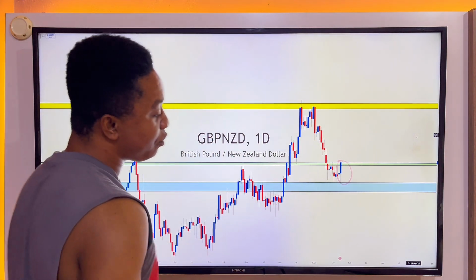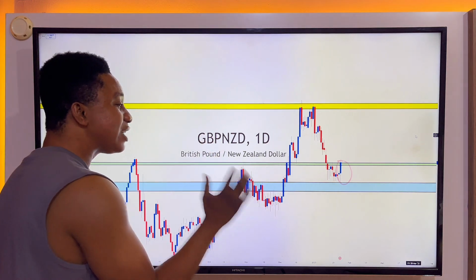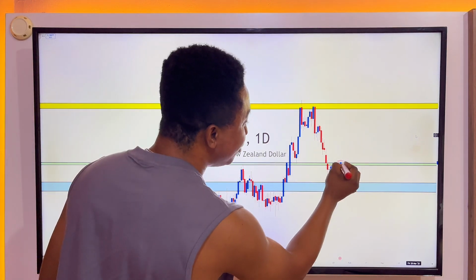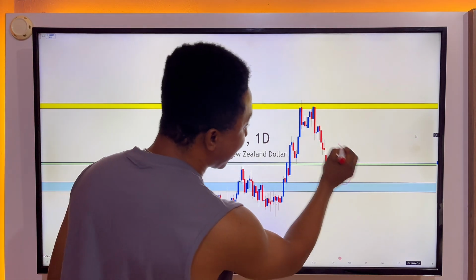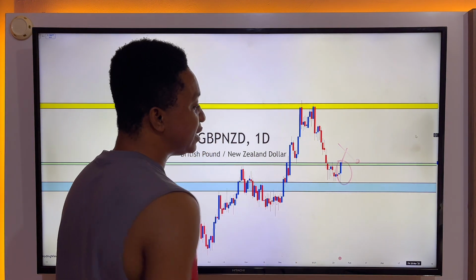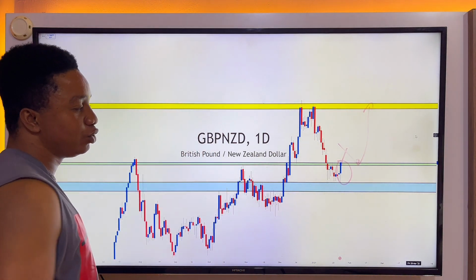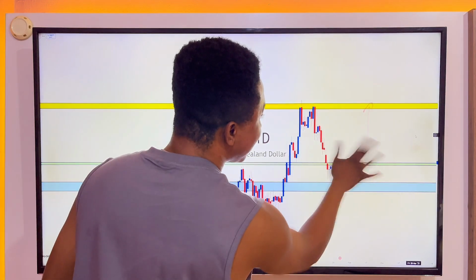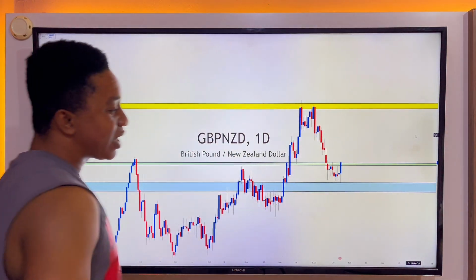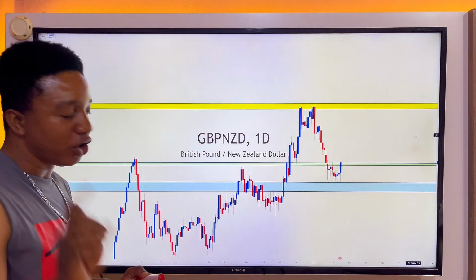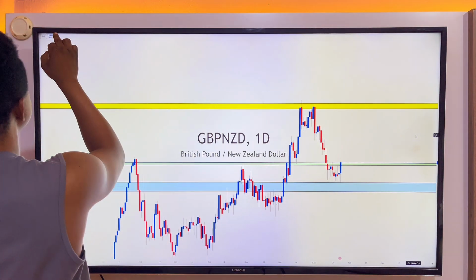So this strong bullish engulfing or this strong bullish candle tells us that there's more buy pressure here that will be able to break above to give us a new higher high, a new higher low, representing a break of structure, and then we can buy all the way to the upside as well. So GBPNZD, let's take it further down to the 4-hour time frame and then pick our entry to the upside on this pair. All right, let's go.